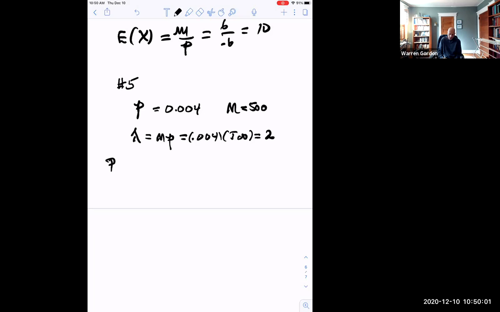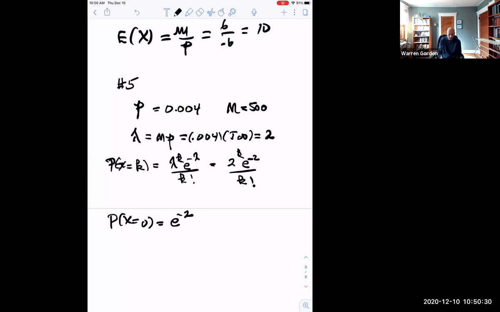So, of course, if we're going to use a Poisson distribution, in this problem this will just be 2 to the k e to the minus 2 over k factorial. So now let's answer the question. The probability of no errors: if we let k be 0, that just gives us e to the minus 2, and that's about 0.135.